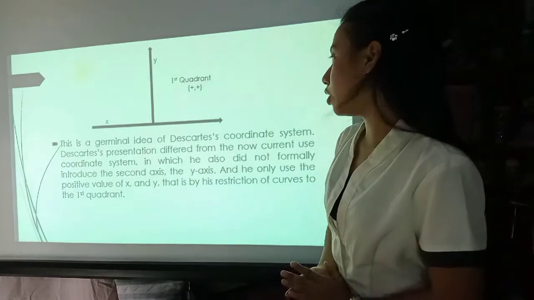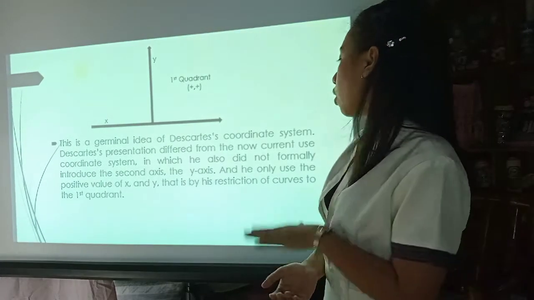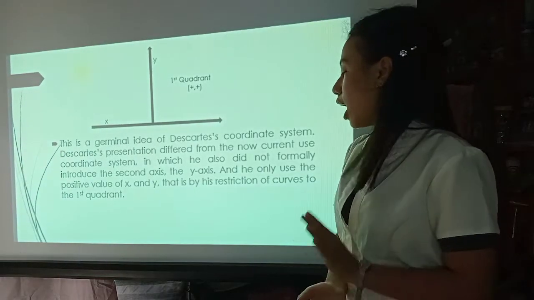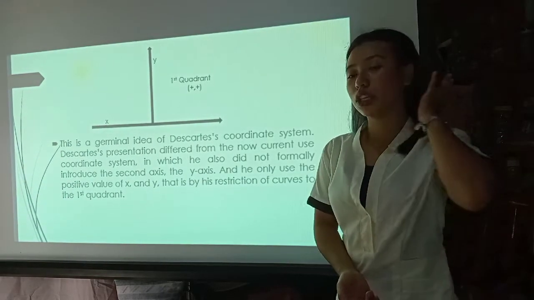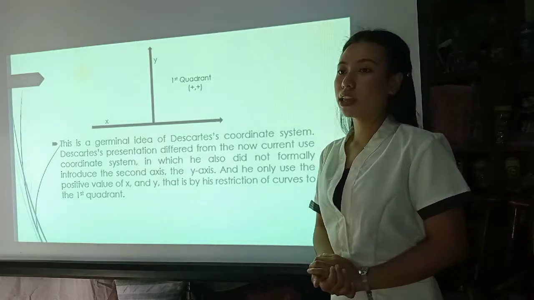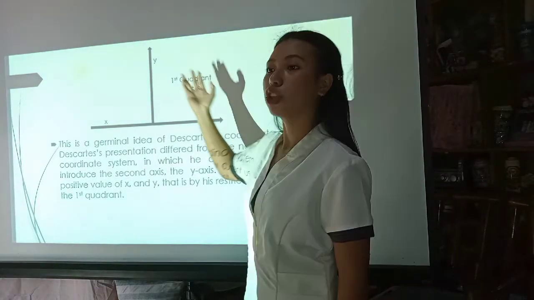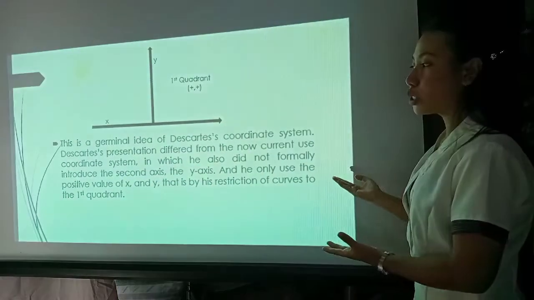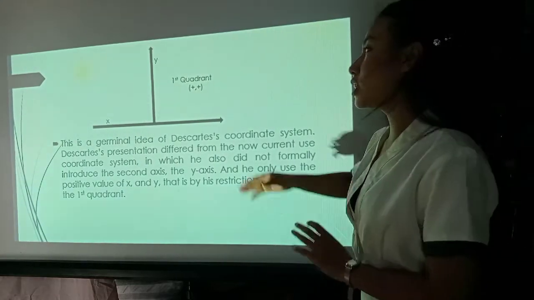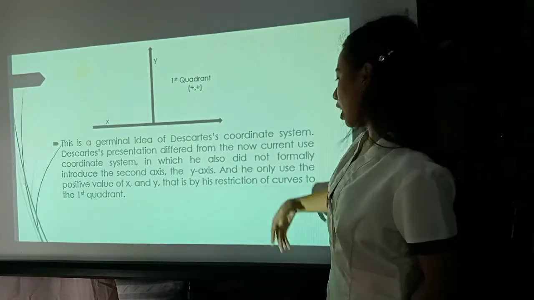Descartes' presentation differed from the currently used coordinate system, in which he also did not formally introduce the second axis, which is the y-axis. Our current coordinate plane is divided into 4 regions, quadrants 1 to 4. But in Descartes' presentation of the coordinate system, he only introduced the positive values of x and y, which is the first quadrant.